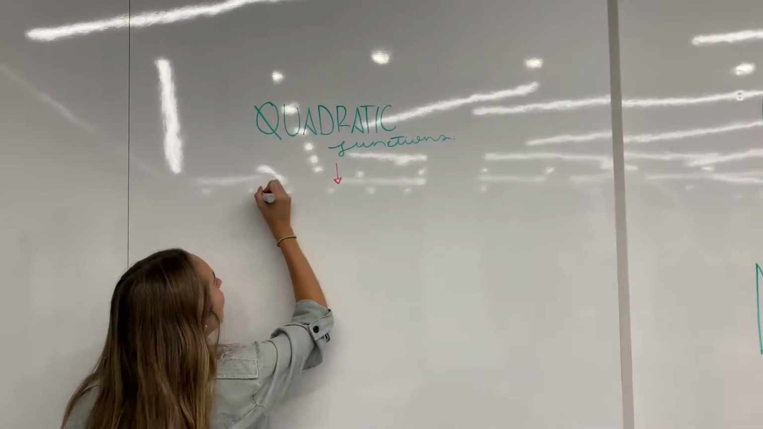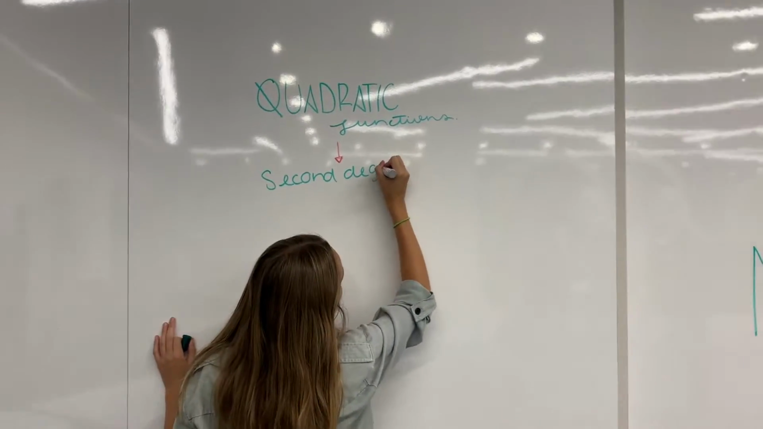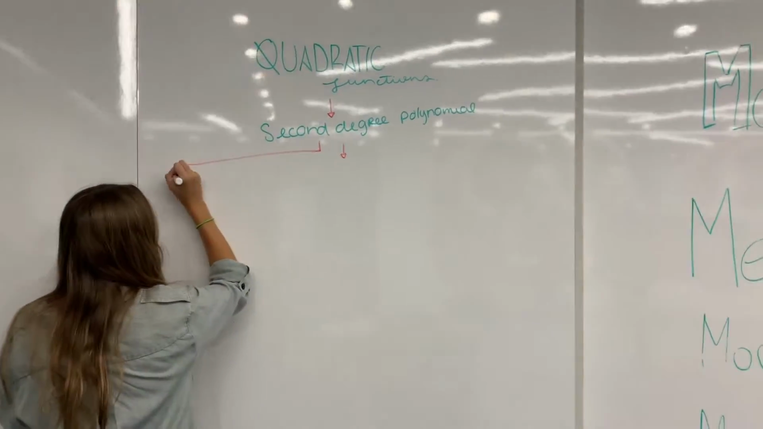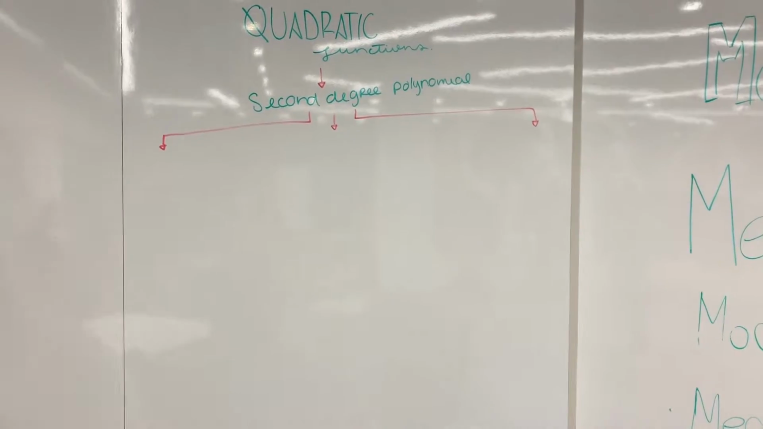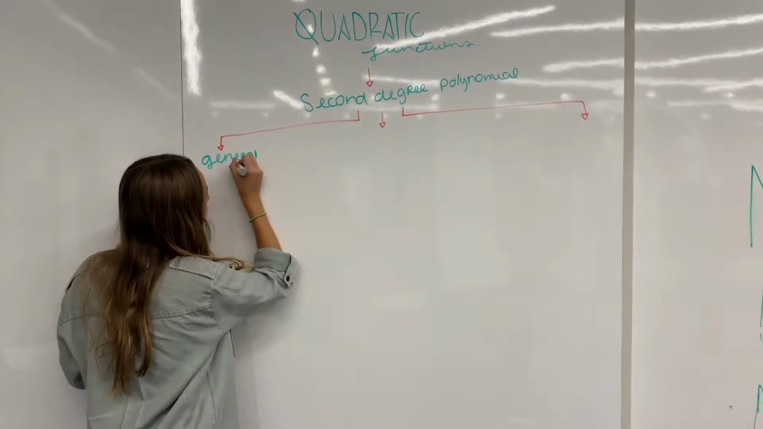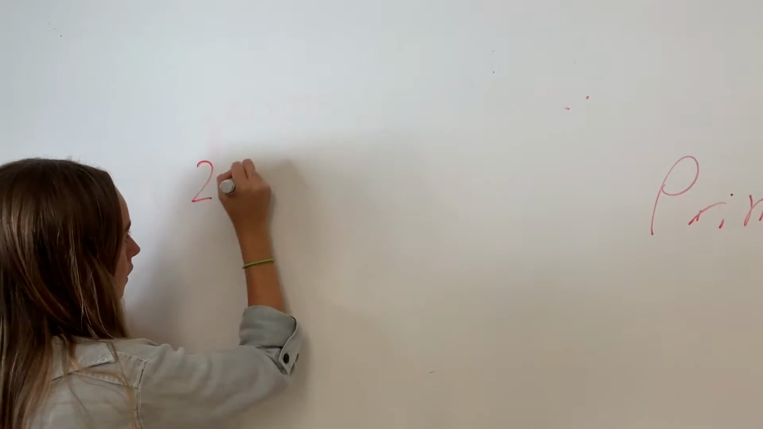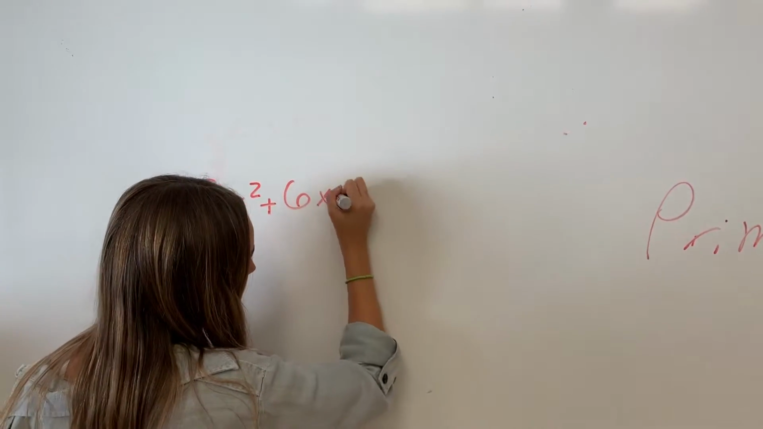A quadratic function is a second-degree polynomial that can be represented in three different ways. The first one is the general equation form. An example could be 2x squared plus 6x plus 5 equals 0.